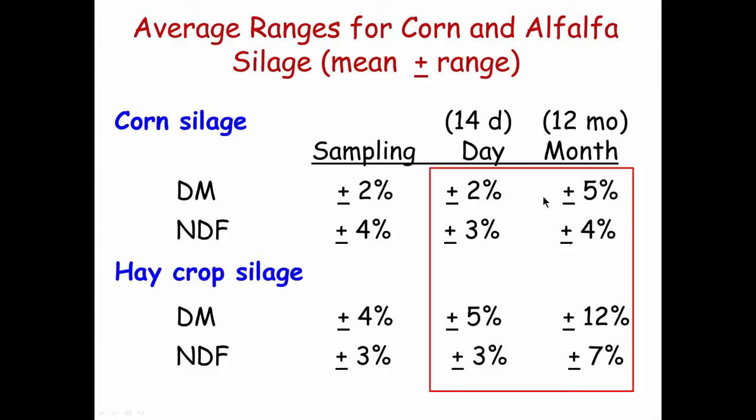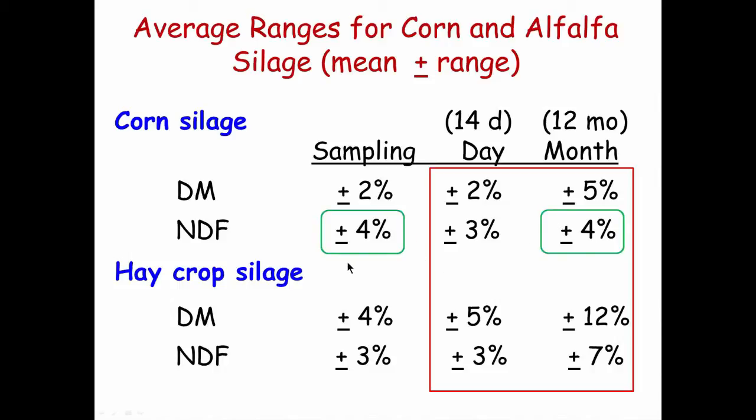Look at corn silage, though. The dry matter over a 12-month period, the variation is much, much bigger. And again, that makes sense because a lot of these silos are bunkers, and they get rained on. So the dry matter changes more over time. Look at NDF. It's virtually the same variation over a 2-week period compared to a 12-month period.